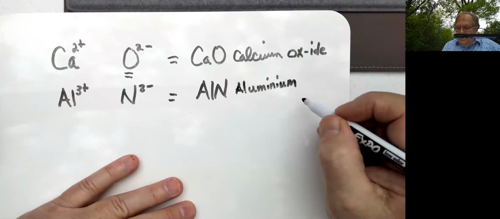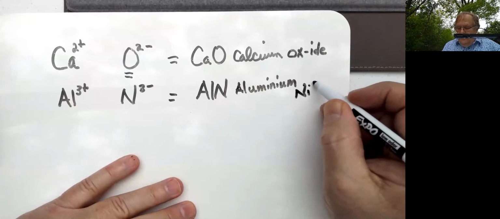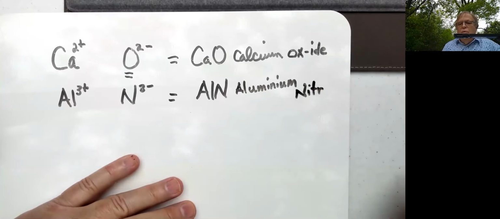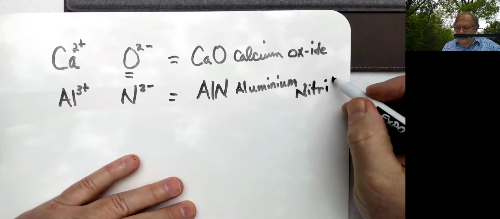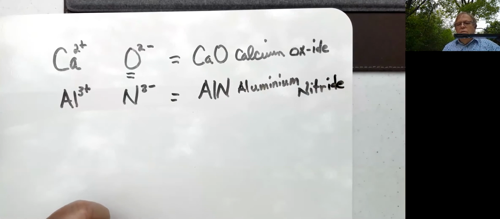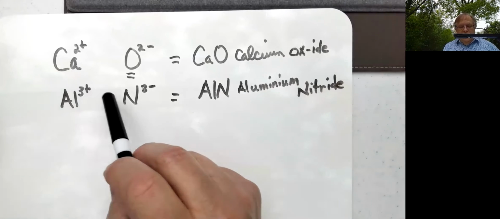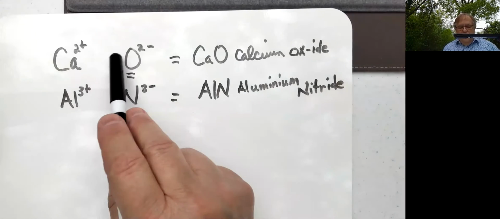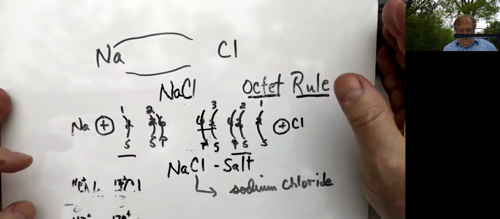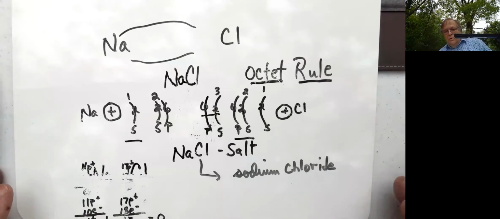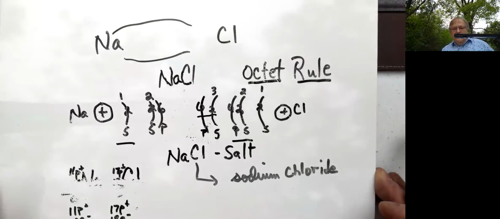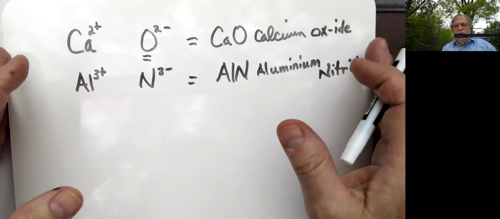Aluminum nitride. The root word for nitrogen is NITR, so it becomes nitride. These balance to 0, these balance to 0, and these balance to 0. And flipping erases some of it, I see. That could be a problem in the future.